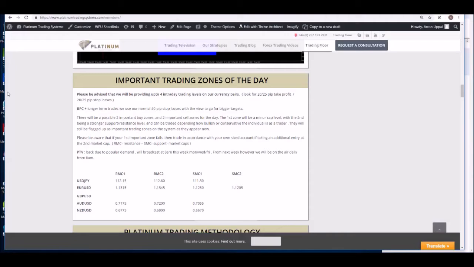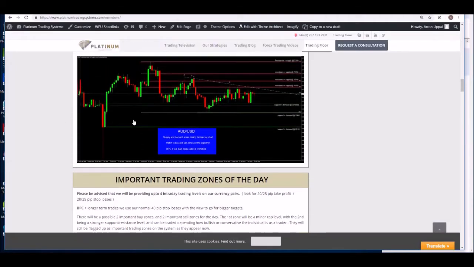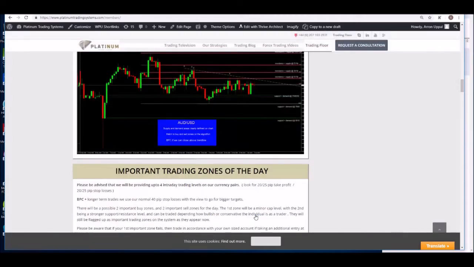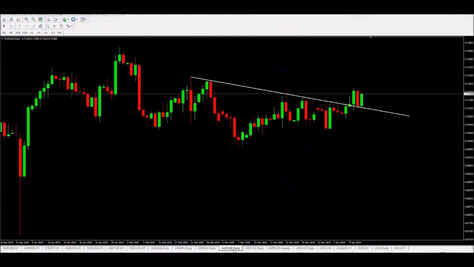So the longer term trade, which is currently still in play, is based on the BPC. We can read it on the chart just here. It says BPC if we can close above the trend line. BPC stands for breakout, pullback and continuation. So to show you on the chart, go to the Aussie. This is the trend line. I've just done the same one.